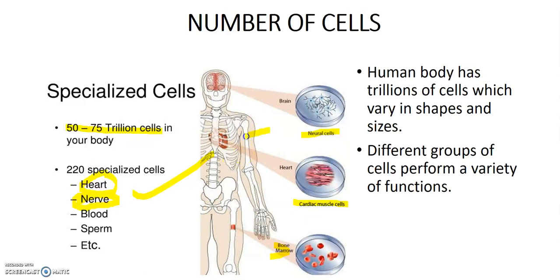Maybe if I bring a pin near you, your hand is going to jerk back because the neurons are going to send the signals to your brain, and the brain is going to respond back to your signal. So the nerve is performing a different function. So the number of cells present in our body is 50 to 75 trillion, and each and every cell is different in shape and size, and thus it performs a different function.